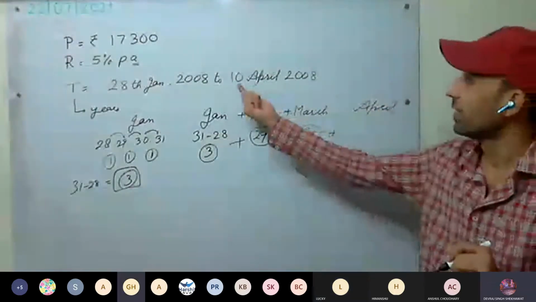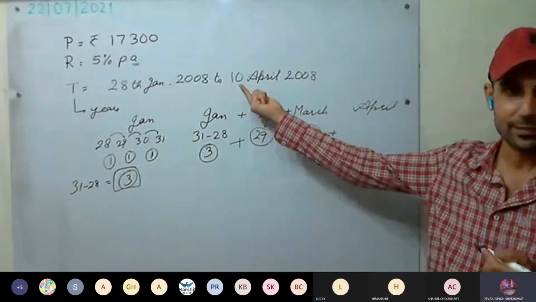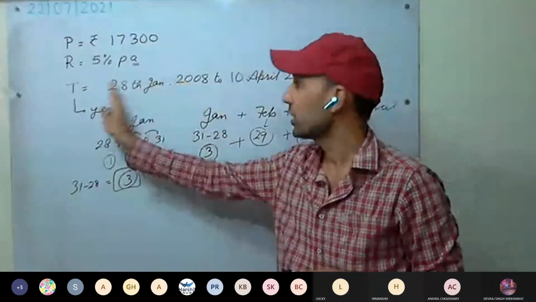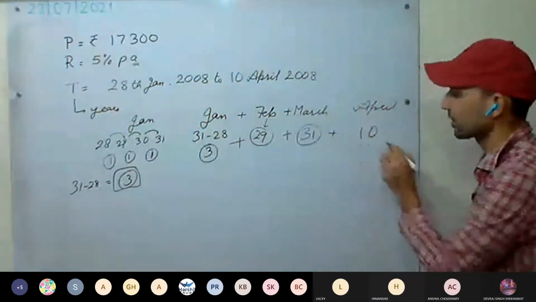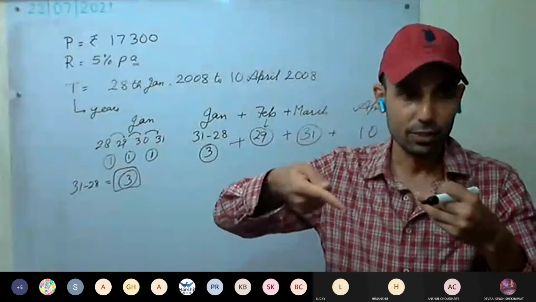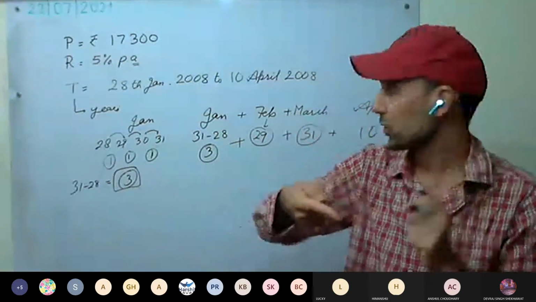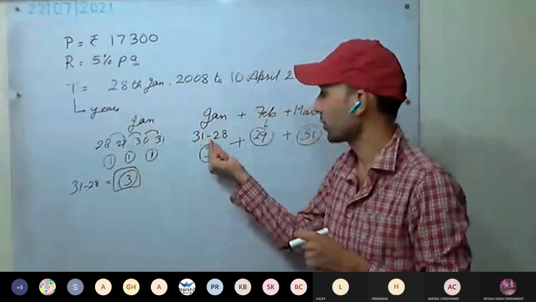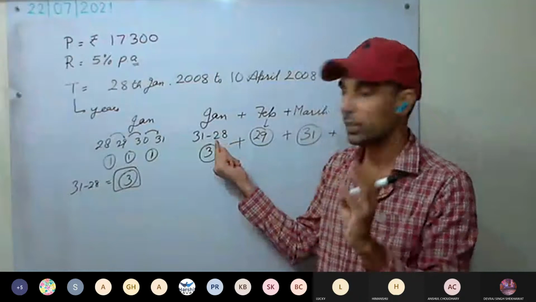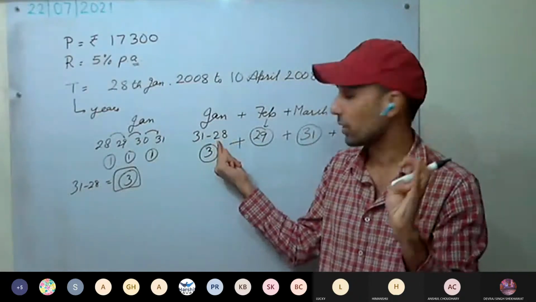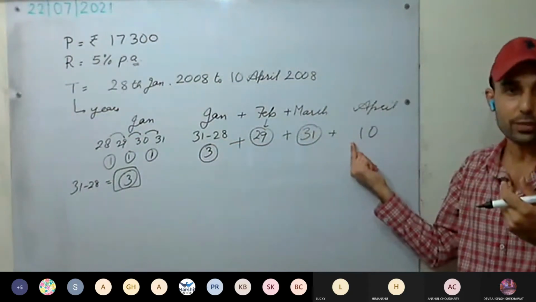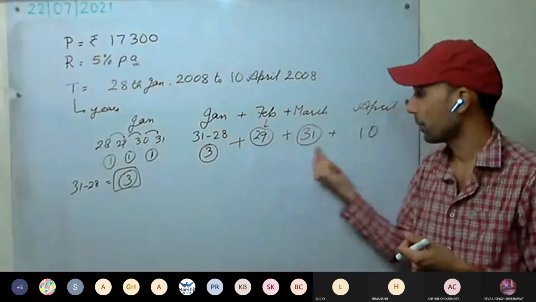March, April, how many days will we take in April? Only 10 days. We are not counting 28. Initial date we don't count. Here we have to take 10 days. If I have given the money on 28, the next day it will be 1 day. On 29th it will be 1 day. Understood? So from starting what we did, 31 minus 28. We are not counting the 28. We start from 29. Which are the days? 29, 30, 31, 3 days. And here we count the end. 10th as well we have to count. So these will be the number of days.